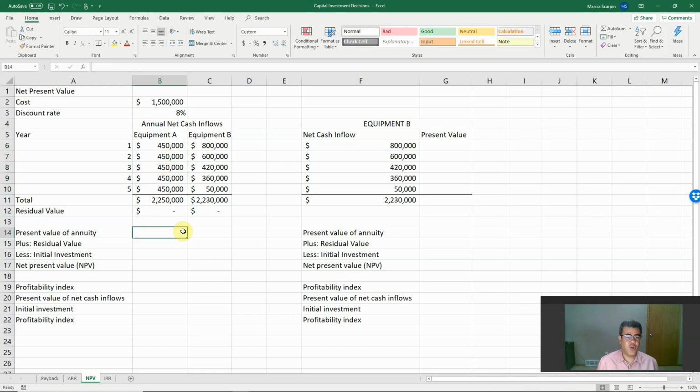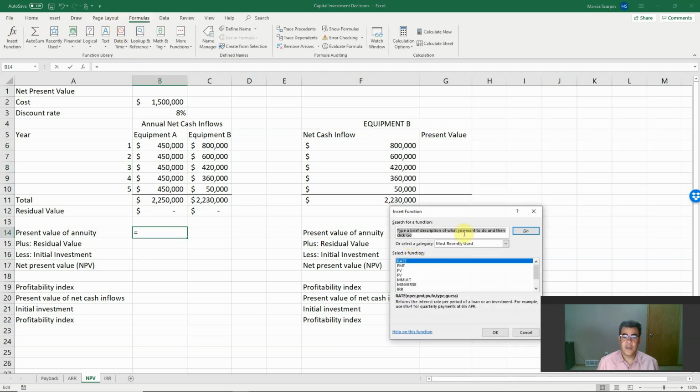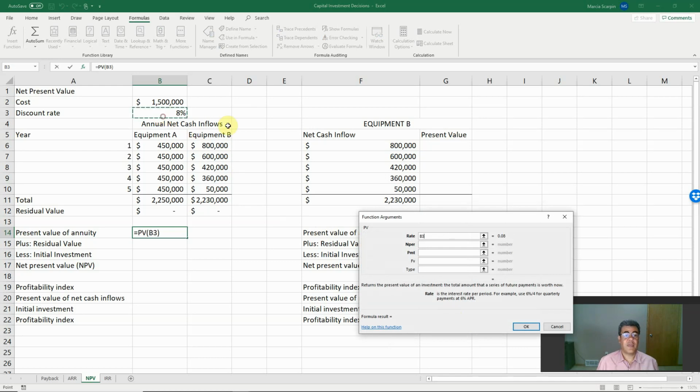So here, present value of an annuity. Let's go to formulas, it's easier for you to follow me. Let's go here, all. You will be able to find it. Present value, PV. What do we have here? Rate, 8%. The cost of our equipment is 1.5 million, and equipment A and B have the same cost, and our discount rate is 8%. Number of periods, we have 5 years here, so 5.